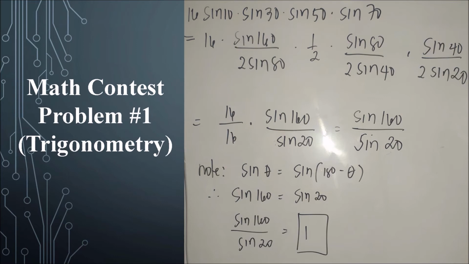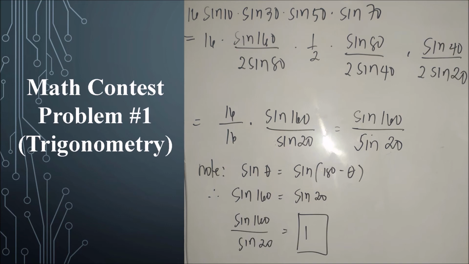Now what is left is 16, the denominator, and there are 4 2's. So if you multiply all those 4 2's, the result is 16. So 16 divided by 16 times sine 160 over sine 20. Simplifying that will be sine 160 over sine 20.